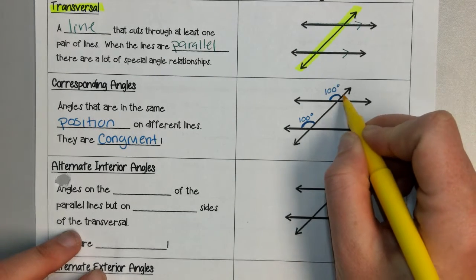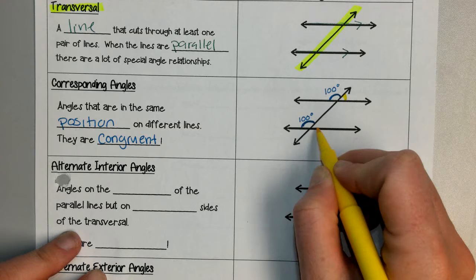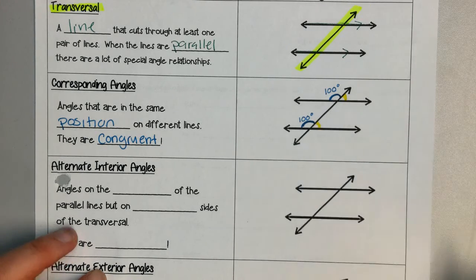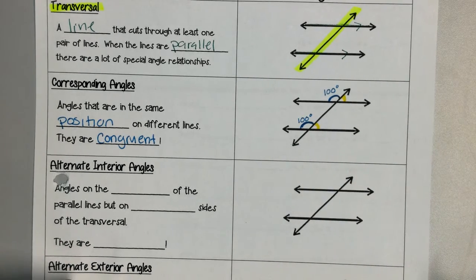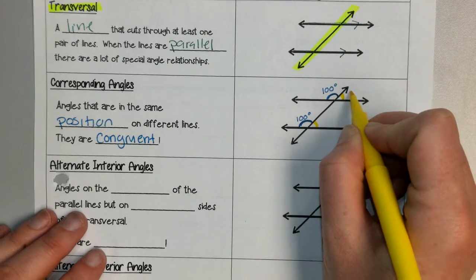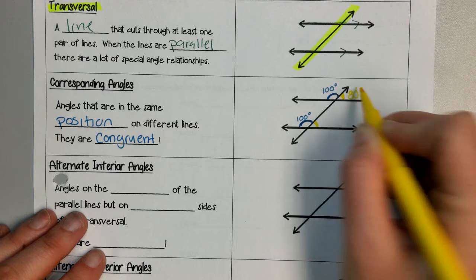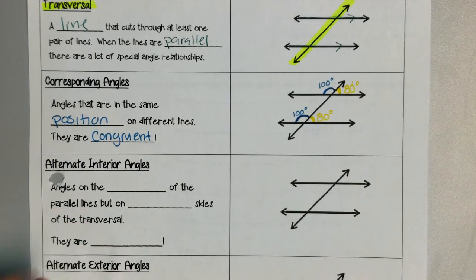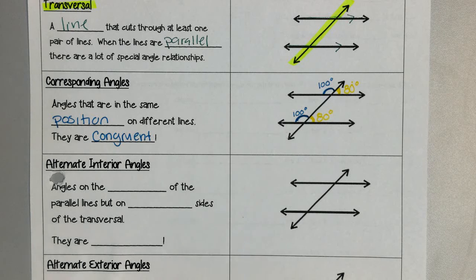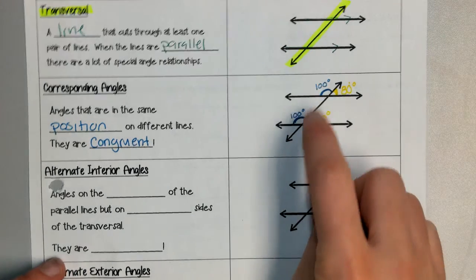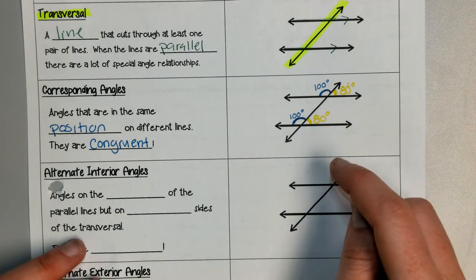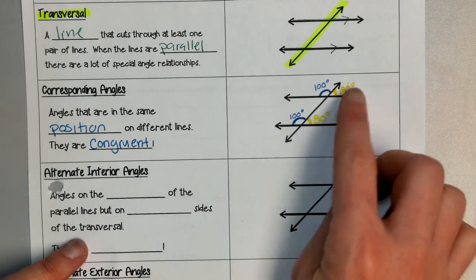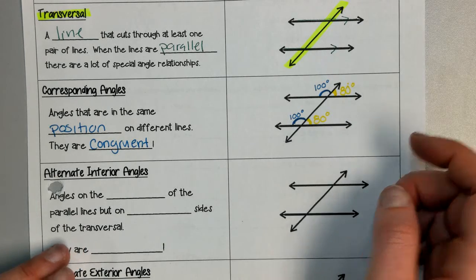If you wanted to look at the top right-hand side, that will also correspond to the top right-hand side of the bottom line. So if this angle is 80 degrees, the bottom one will also be 80 degrees. So these blue angles match up. That is one corresponding angle pair. These yellow angles match up. That is a different corresponding angle pair.